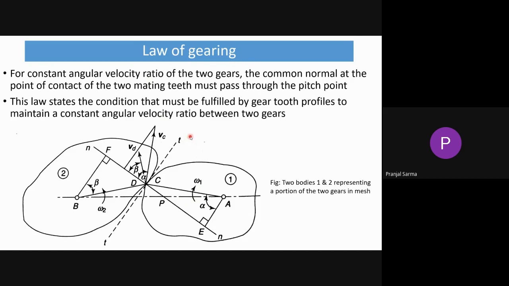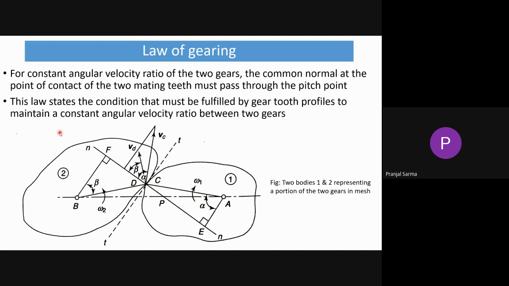So what does it state? Basically, for a constant angular velocity ratio of two gears, the common normal at the point of contact of the two meshing gear teeth must pass through the pitch point. Meshing teeth means the tooth from gear one and the tooth from gear two which are in contact right now. We are discussing with respect to that.